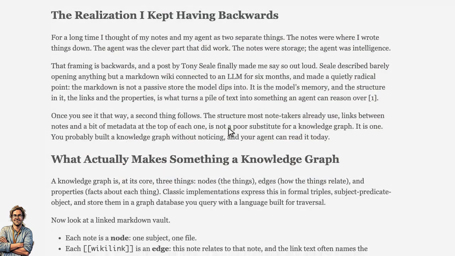For a long time I thought of my nodes and my agent as two separate things. The nodes for storage, the agent was intelligence. That framing is backwards. And a post by Tony Seal made me say so out loud. Seal spent 6 months working almost entirely inside a markdown wiki, wired to a language model, and argued the markdown is not a passive store the model dips into. It is the model's memory.